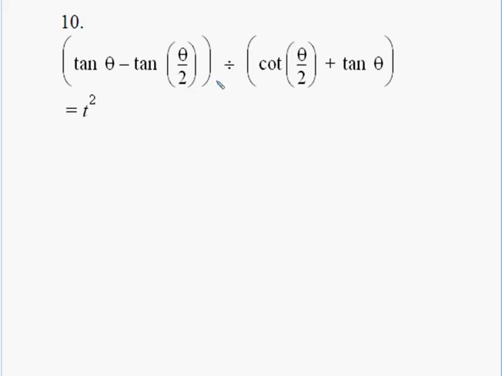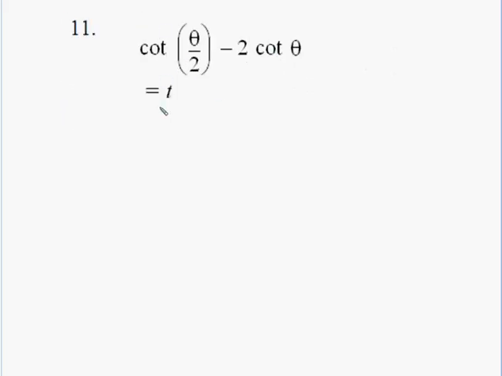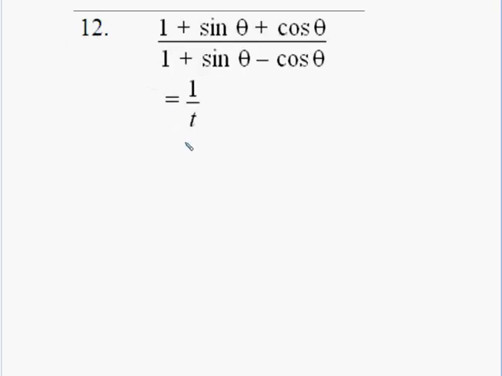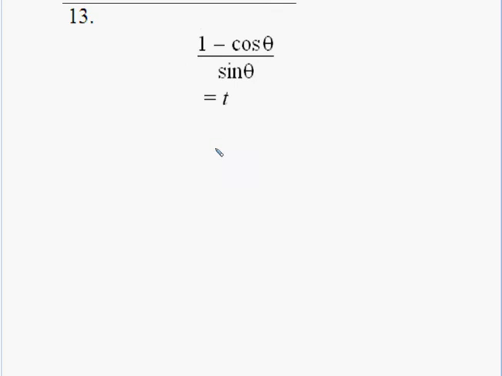10 I haven't actually done here, but it should come down to t squared. So I've left 10, 11, and 12 there. You can have a look and see what the answer should be. Leave it for you to go through and work that out. So it's just an algebraic manipulation that you need to do to get down to those answers. And 13 is the same as well. So do the algebraic manipulation, get down to that solution.